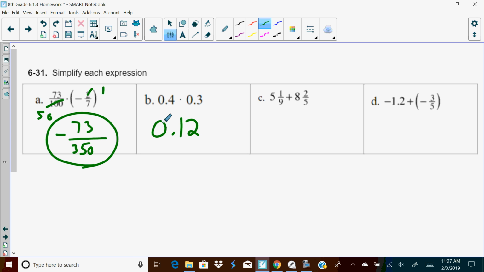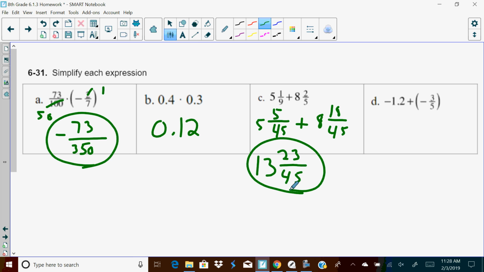For C, I found a common denominator of 45. So 9, so I end up with 5 on the top and 18. So I ended up with 13 and 23/45. And for D, I changed the second one into a decimal. So I had negative 1.2 plus a negative 0.6, which is a negative 1.8.